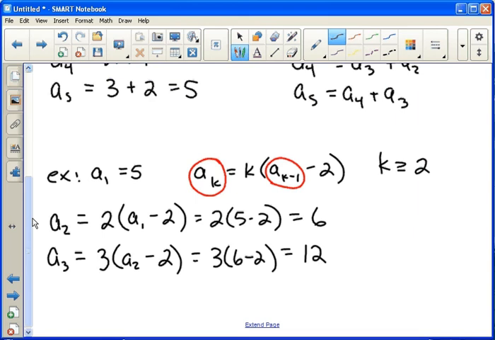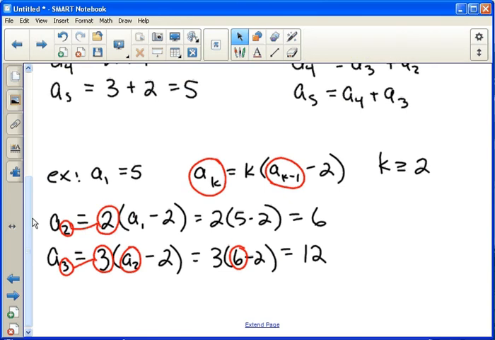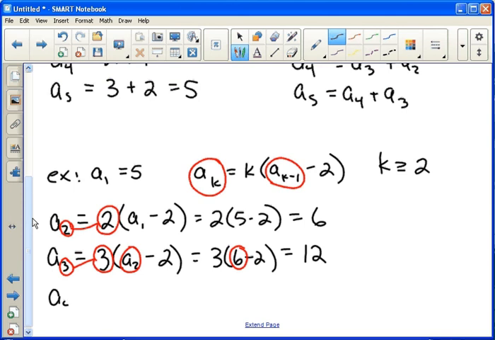So notice, I'm just plugging in whatever term I am, that gets plugged in here. Third term I plug in 3. Second term I plug in 2. And then what gets plugged in here, or here, same thing, is the term that came just before. It's the one we just found. So let's do one more with this sequence. So a4, k is 4, so we get 4 times a3 minus 2. So that's 4 times, our third term was 12, minus 2. 12 minus 2 is 10, times 4 is 40.